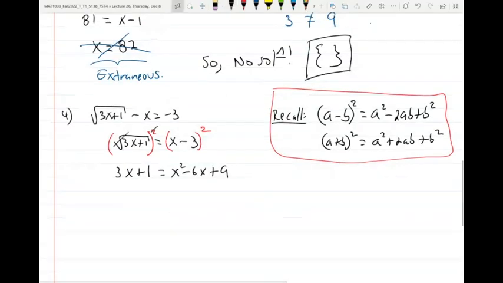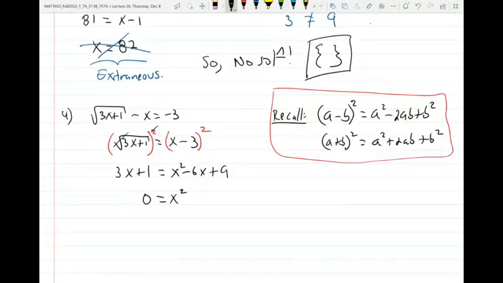And now you realize that this is a quadratic equation, so we need to solve it. And to solve it, we need to make it equal to 0. So I'm gonna move everything to the right. So I'm gonna subtract 3. So negative 3 minus 6, that's gonna give me a negative 9x. And then subtract 1, I'm gonna get 8.